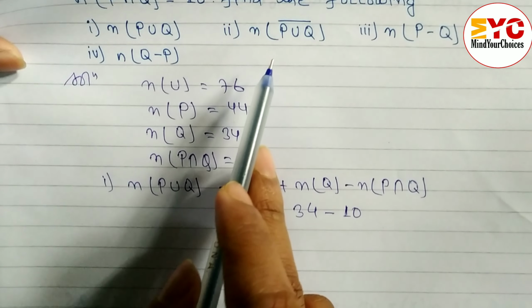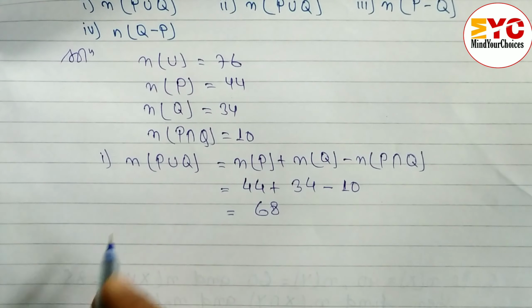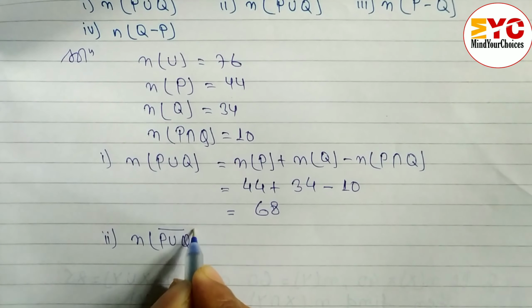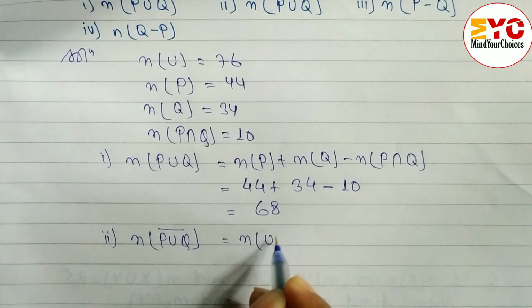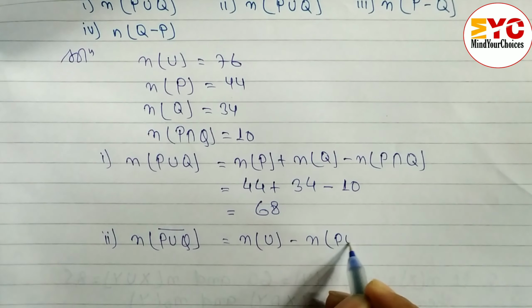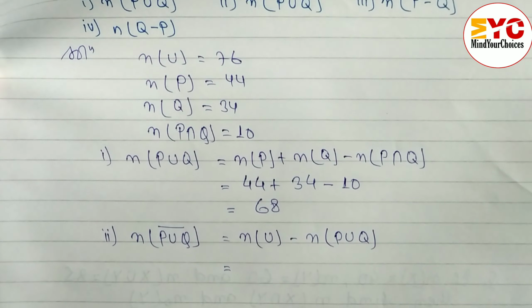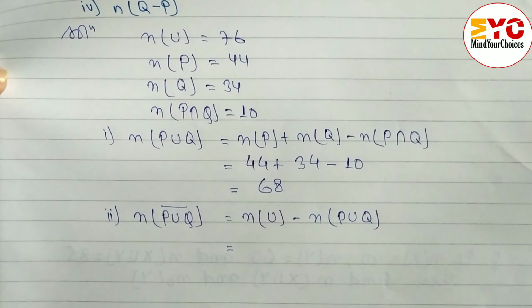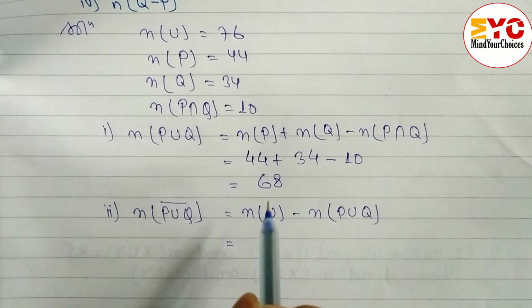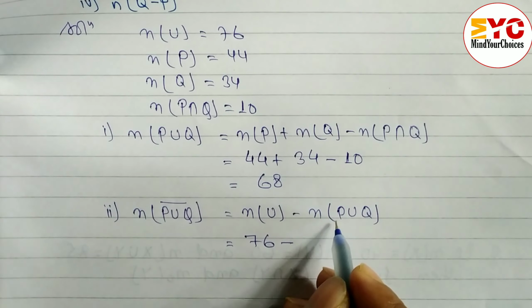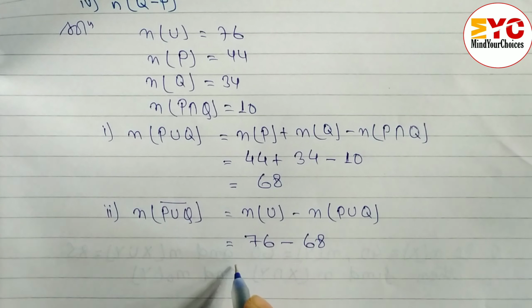Now look at number two. We have to find out n(P union Q complement) in number 2. To find out n(P union Q complement), what formula do we have to use? n(U) minus n(P union Q). We have a formula. If you don't know the formula, please visit my playlist of formulas and you will get each and every formula of every exercise. n(U) is equal to how much do we have? 76, so write 76 minus n(P union Q) is equal to 68, and when you subtract this we get here 8. So n(P union Q complement) is equal to 8.